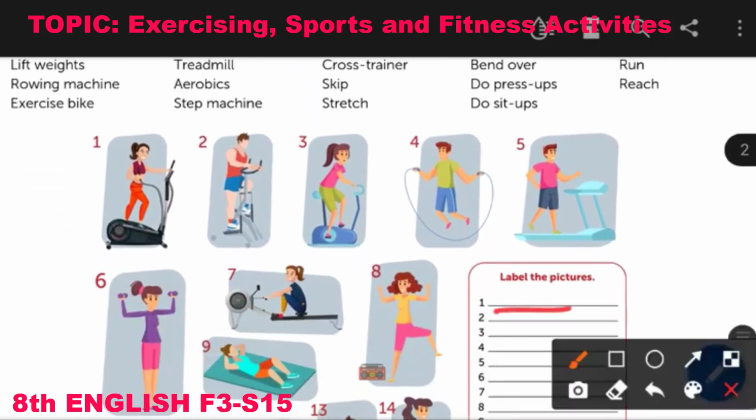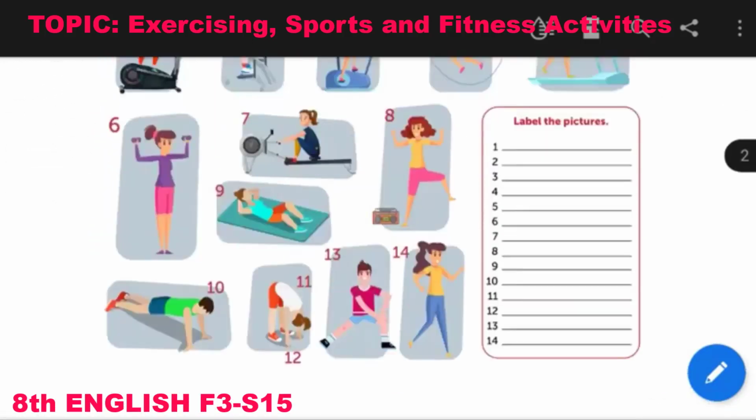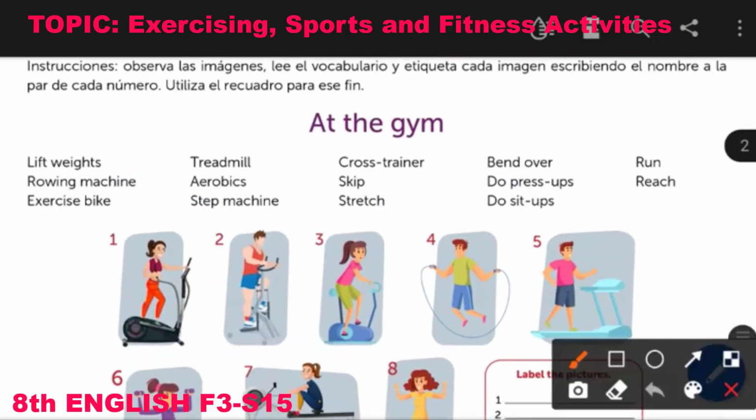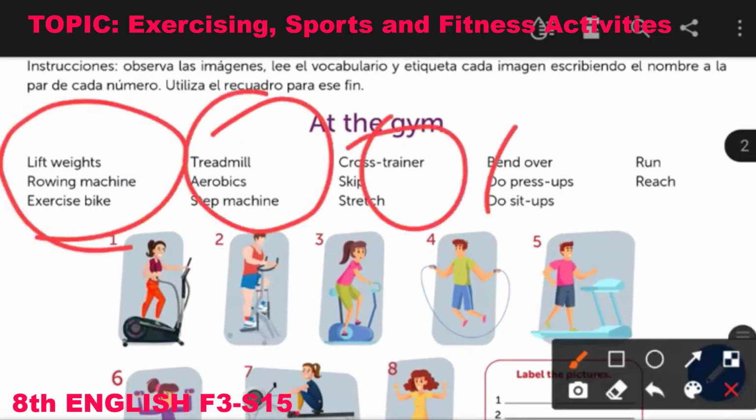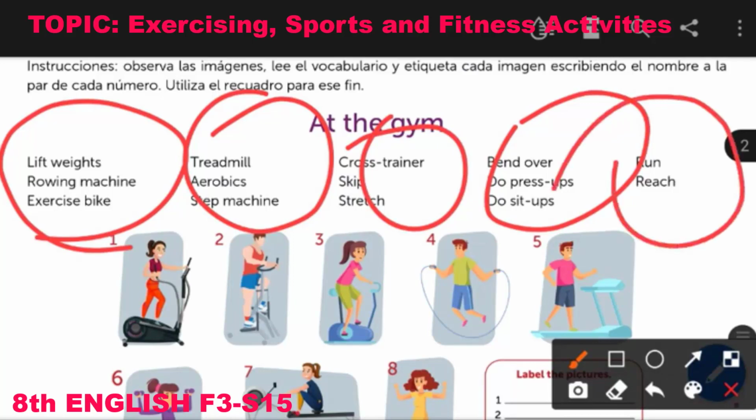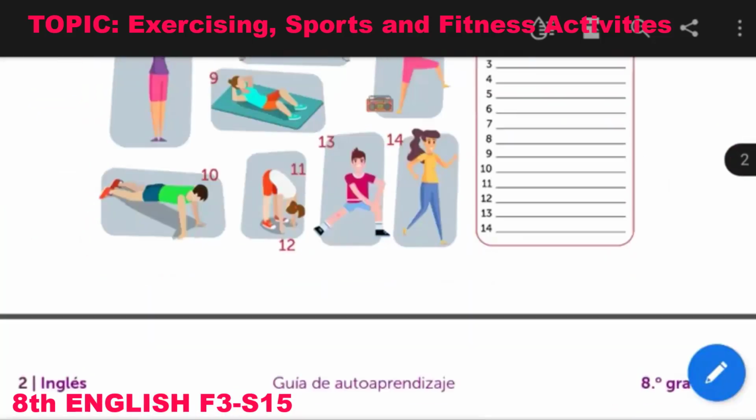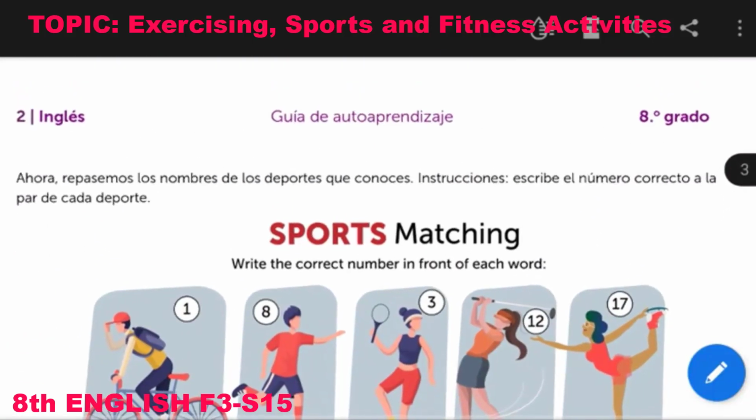According to the number here, you write the correct activity over here. See? You write the correct activity according to the picture and the number that you see over there. Now let's go to the next part.